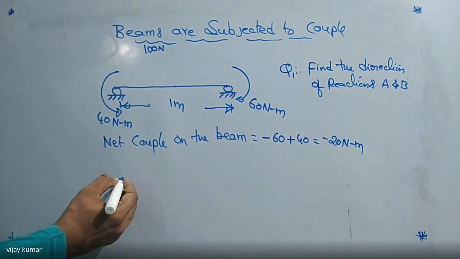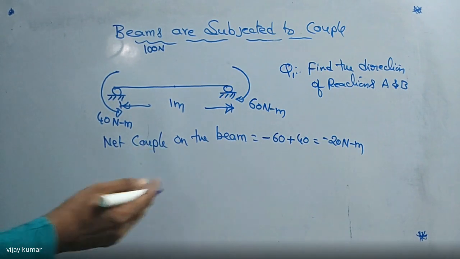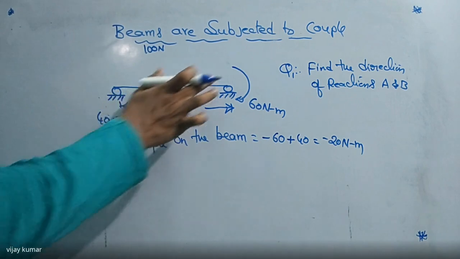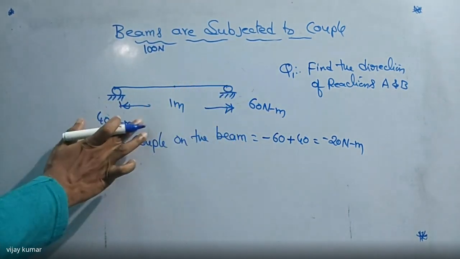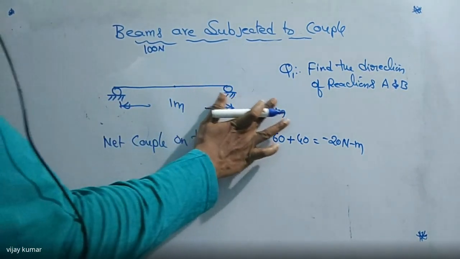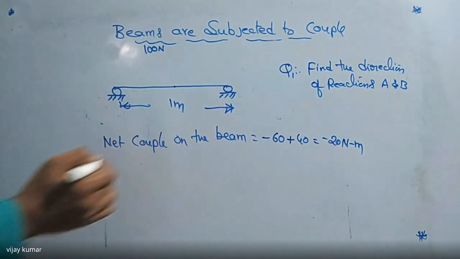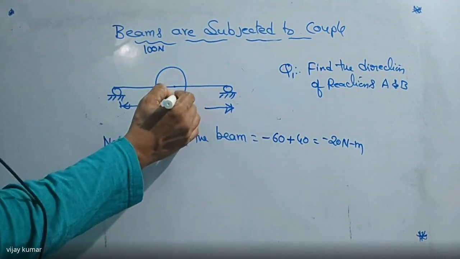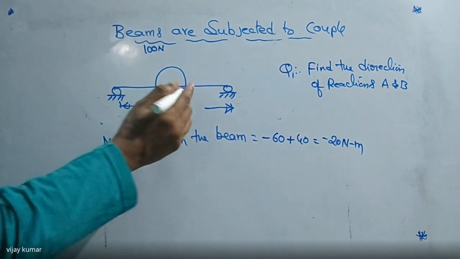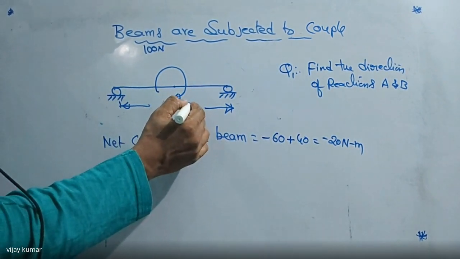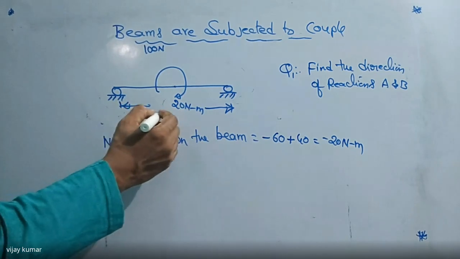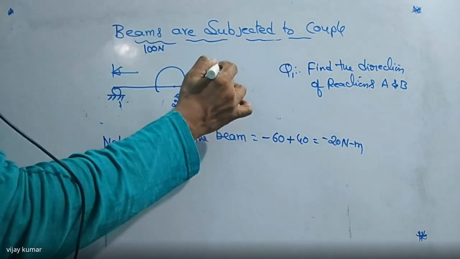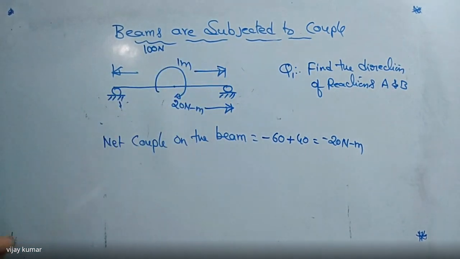So I'm going to draw again here. I'm going to draw this is replaced by net couple here. That is how much we get? Minus. Minus means clockwise or anti-clockwise? Clockwise. So I'm going to indicate this one is the clockwise and this is 20 Newton meter is the couple. And the distance between these two is nothing but how much? 1 meter. Did you get my point or not?